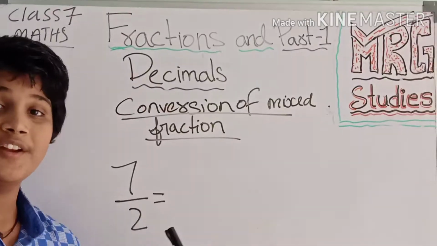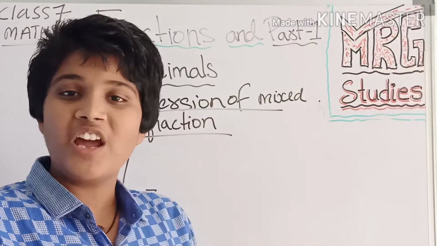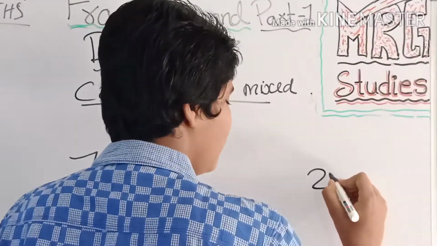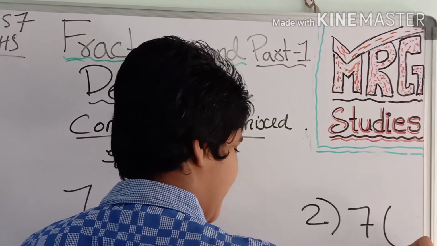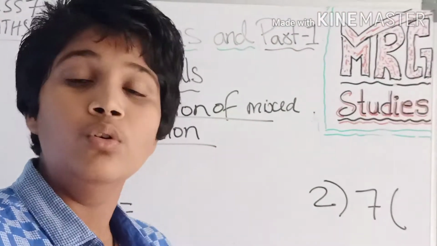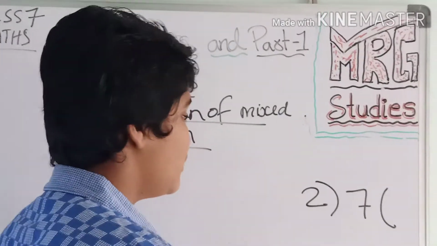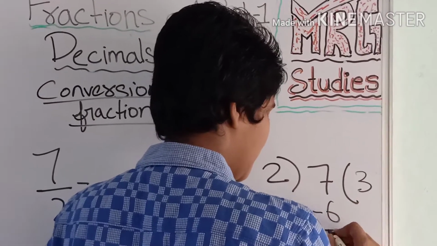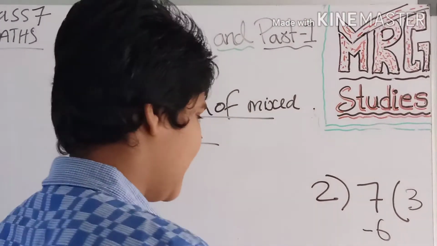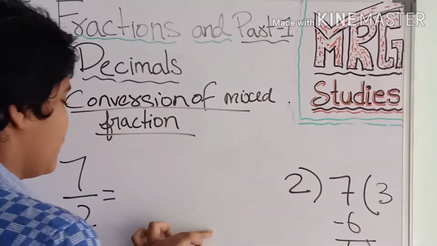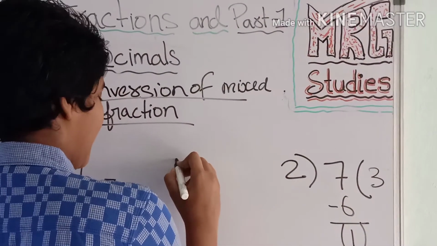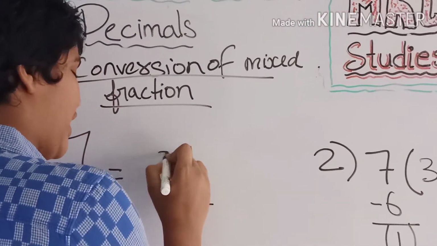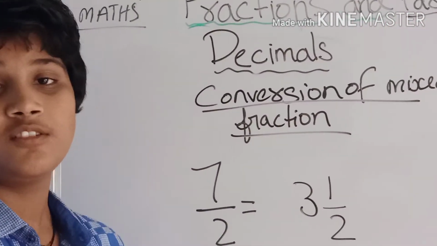How to convert a normal fraction into a mixed fraction? We should do division. See here, 7 divided by 2: 2 ones are 2, 2 twos are 4, 2 threes are 6. We got 2 threes are 6. So minus, the remainder is 1. Like that we should do here: we should write first 1 by 2, and the answer we should write is 3. Okay.